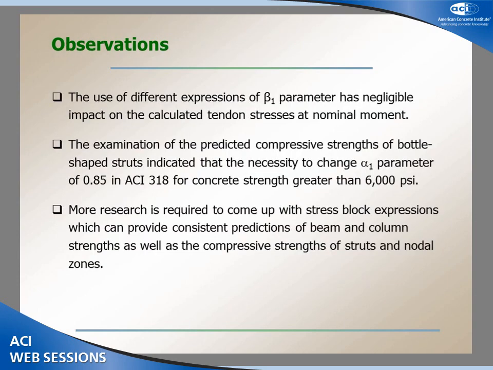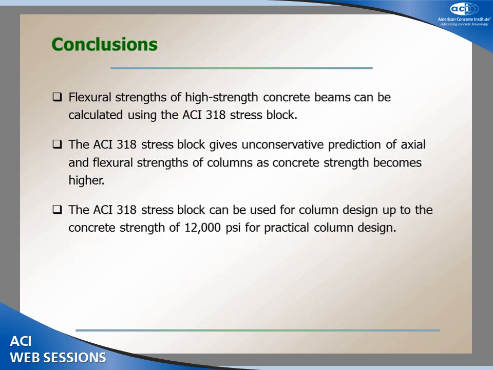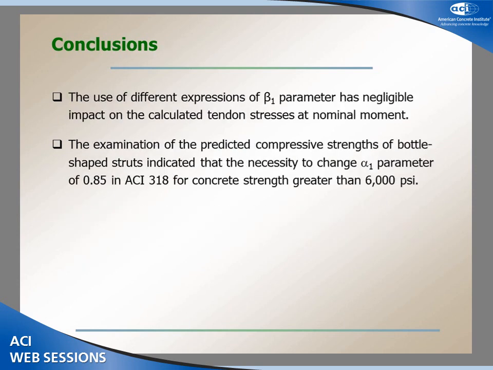So I can say that the impact of the change of concrete stress block has negligible impact on Chapter 18. However, Appendix A has some issues with high concrete strength because of the current expression of alpha 1. More research will be required to come up with stress block expressions which can be used not only for beam and column design, but also for the strut and tie design provisions. I have already made the same conclusions and stated them repeatedly. So this is all of my presentation.